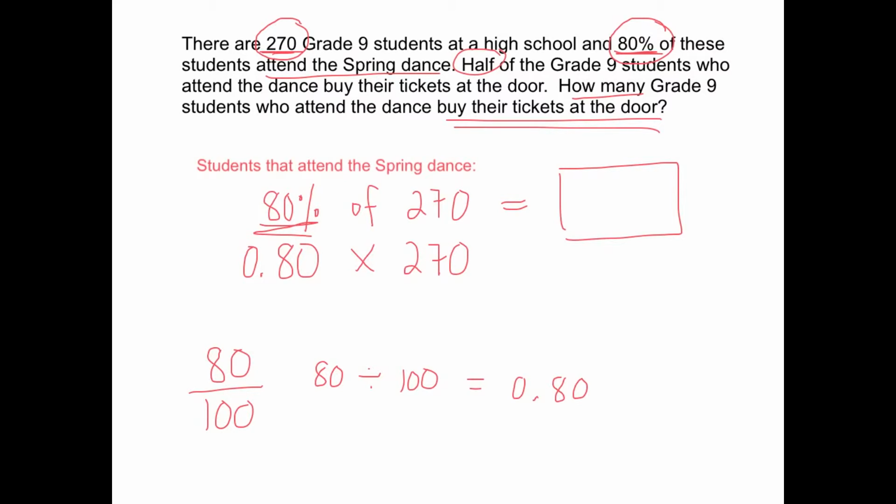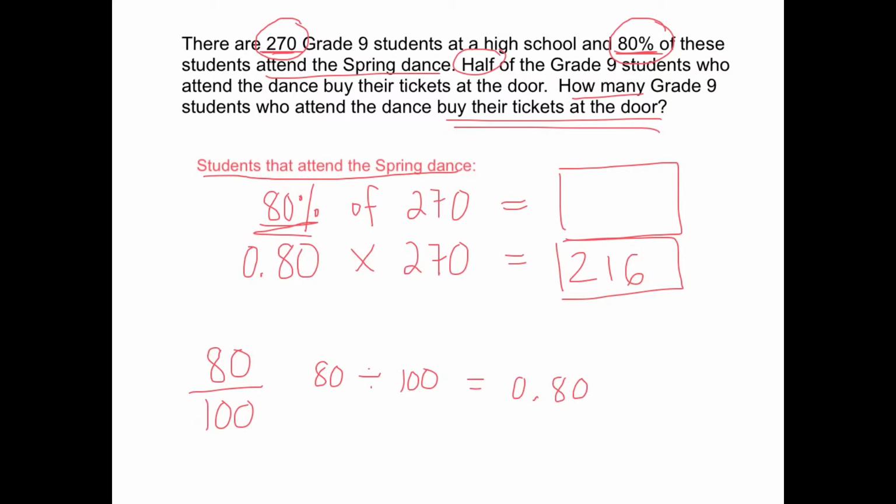Now we're going to use a calculator and we're going to multiply 0.80 times 270, since it's 80% of 270. Whenever you see the word of in math, we know that we need to multiply. So what's 0.80 multiplied by 270? We get an answer of 216. So what does that number tell us? That's right, 216 students attend the spring dance.